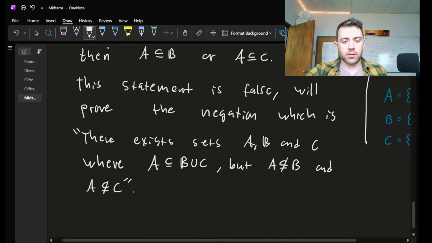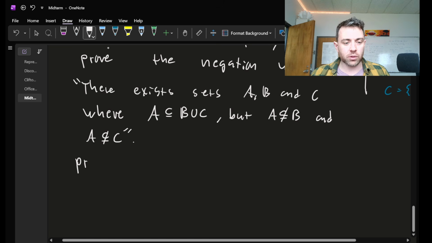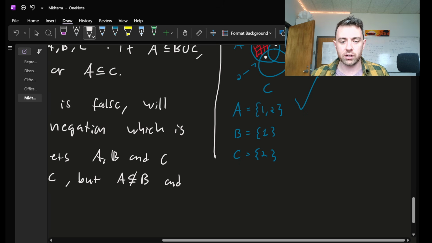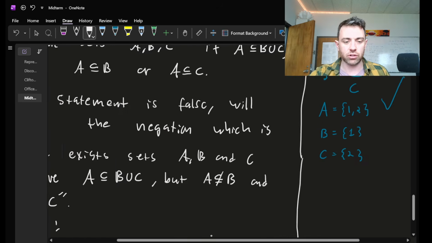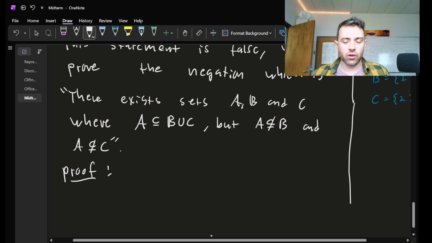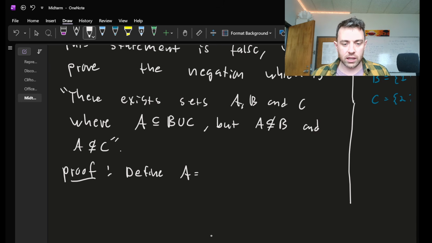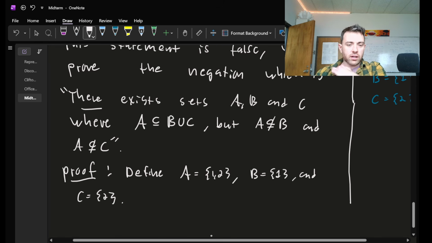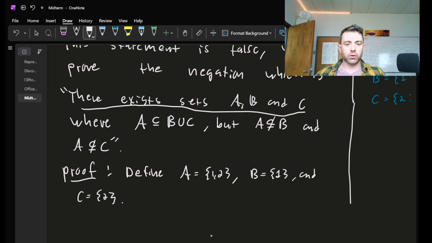So an existential statement begins with us having to give examples, but we already cooked up some examples over here, right? So we can make some definitions. Define A to be the set {1, 2}, B to be the set containing 1, and C to be the set just containing 2. Okay, so we've taken care of the existential part, right? We've constructed some sets that we claim are going to do the job.